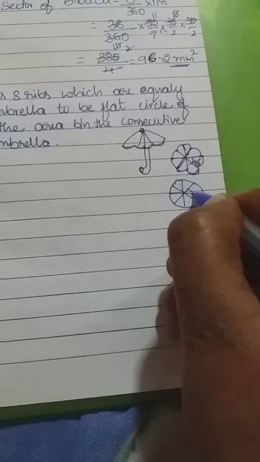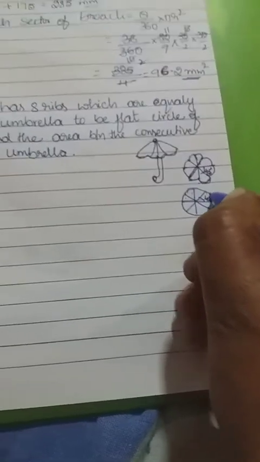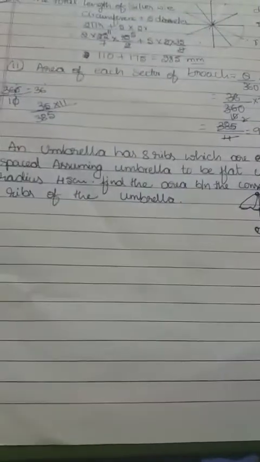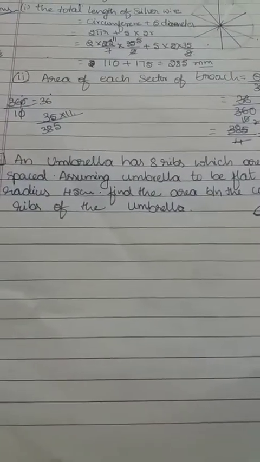The angle should be 45 degree. And the radius is 45 centimeter. So this radius should be 45 centimeter. Find the area between the consecutive ribs of the umbrella. We want to find this area between the ribs. Consecutive means the area between adjacent ribs, next to each other, because they are equally spaced. So this thing we want to find out.